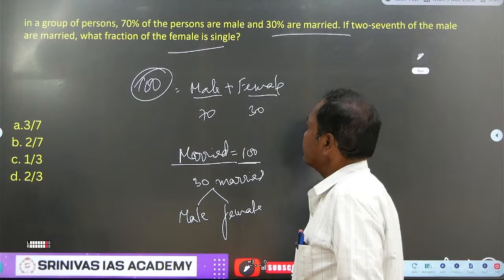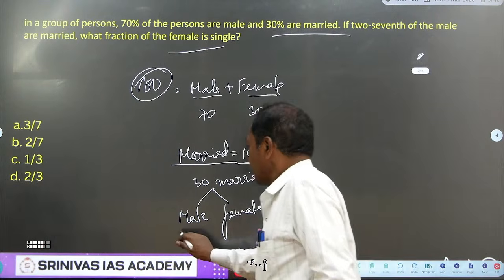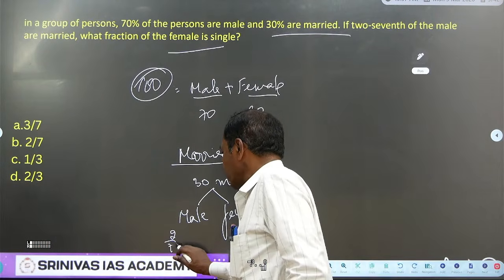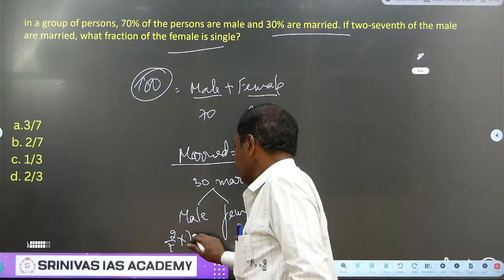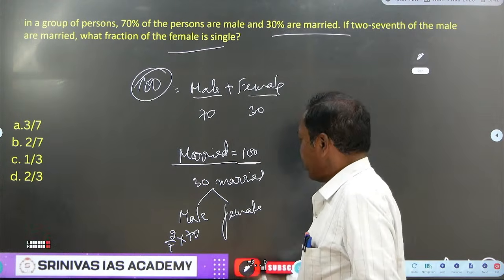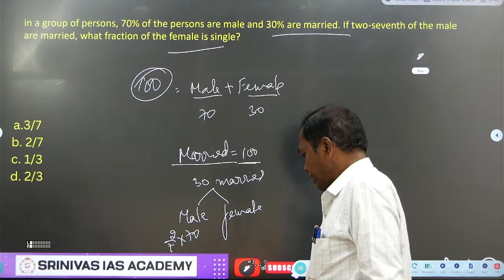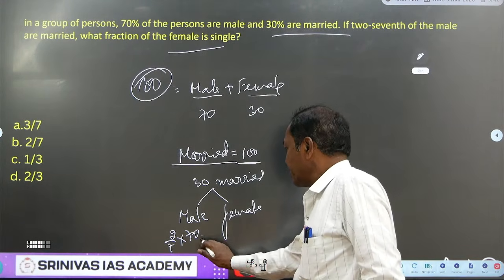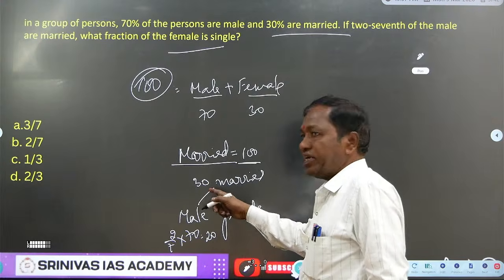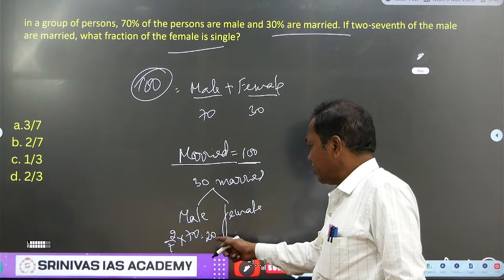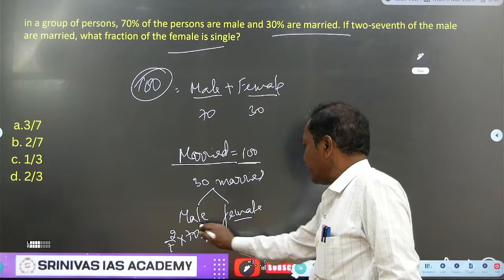Then 2/7 of the male are married. 2/7 of male, 70 are male, are married. The balance is female. What is 2/7 of 70? 20. Total married is 30. 30 minus 20, female married is how many? 10.